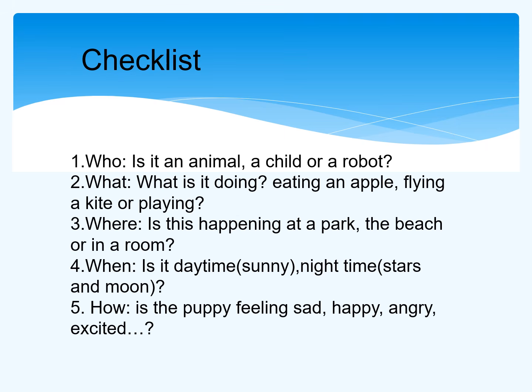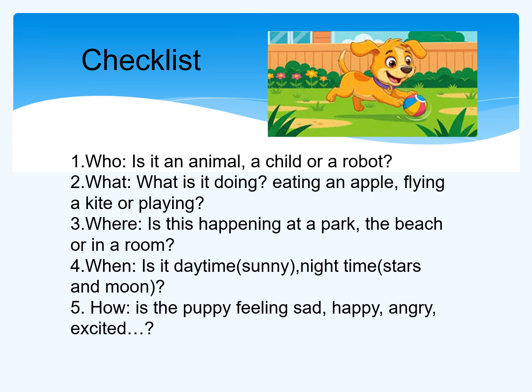Now let's come to the checklist. As you have just observed this picture, let's see what questions should come in your mind. The first thing is that who is in the picture? Which noun you can see in the picture? Is it an animal, a child, or a robot? Now, you must have guessed that there's a puppy in this picture.